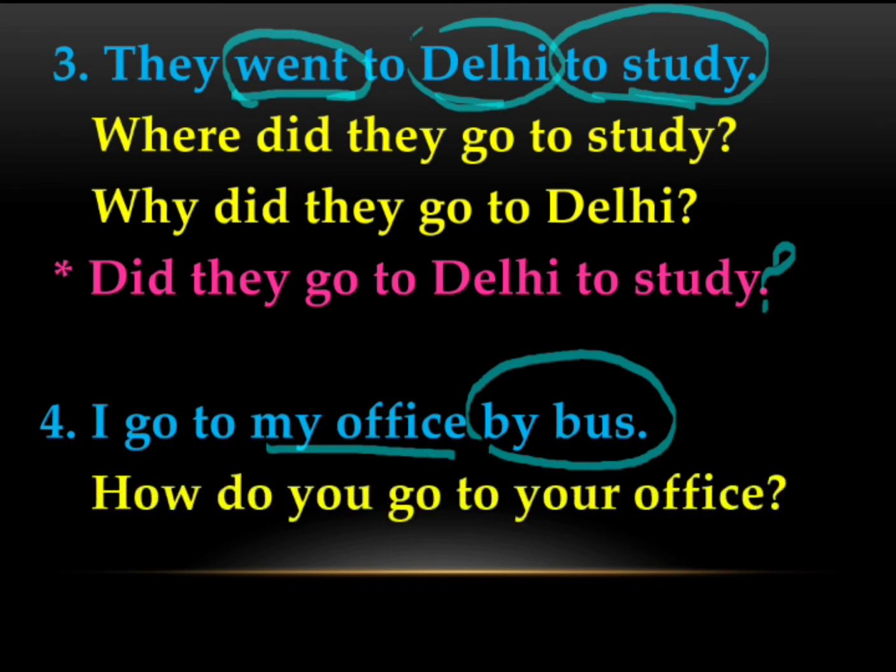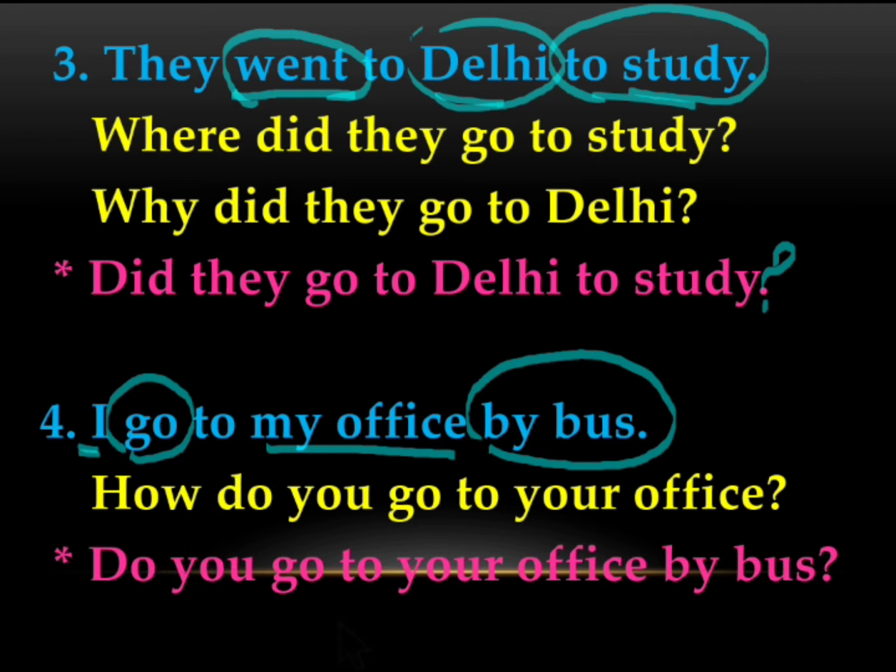Let us see. How do you go to your office? I go to my office by bus. Or where do you go by bus? I go to my office by bus. Now, if it is the yes or no type of question and the main verb is go, it is present tense and I is used, so we use the do verb do. Do you go to your office by bus? Yes, I go to my office by bus. So that is the response.